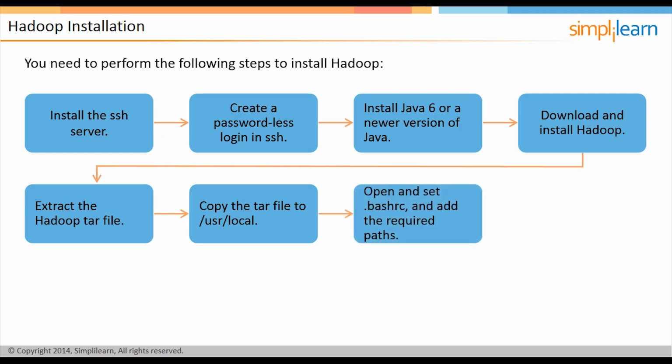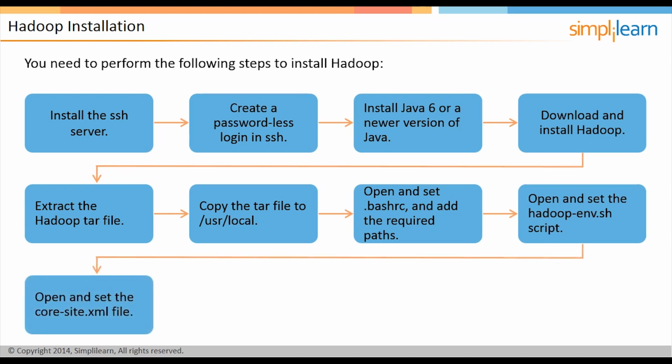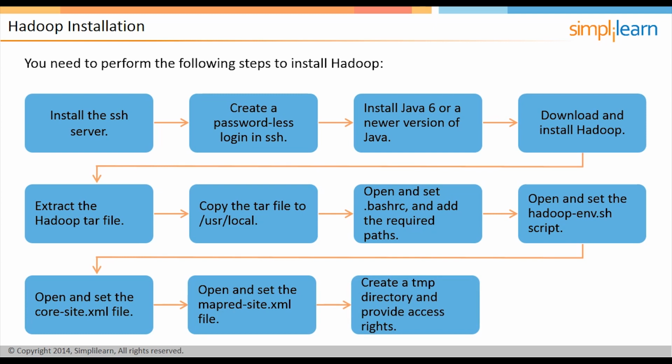The seventh step is to open and set the .bashrc file and add the required paths. The eighth step is to open and set the Hadoop-env.sh script. The ninth step is to open and set the core-site.xml file. The tenth step is to open and set the mapred-site.xml file. The 11th step is to create a folder named TMP and provide access rights to the user by changing the ownership of the same. The last step is to start Hadoop services.